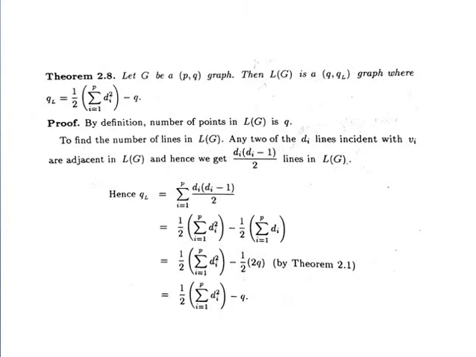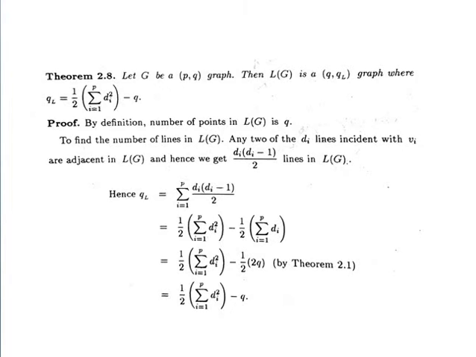To find the number of lines in L of G, any two of the di lines incident with vi are adjacent in L of G. We know that in a given graph, if two lines are adjacent, then the corresponding points in L of G are also adjacent, and hence we get di times (di minus 1) by 2 lines in L of G.